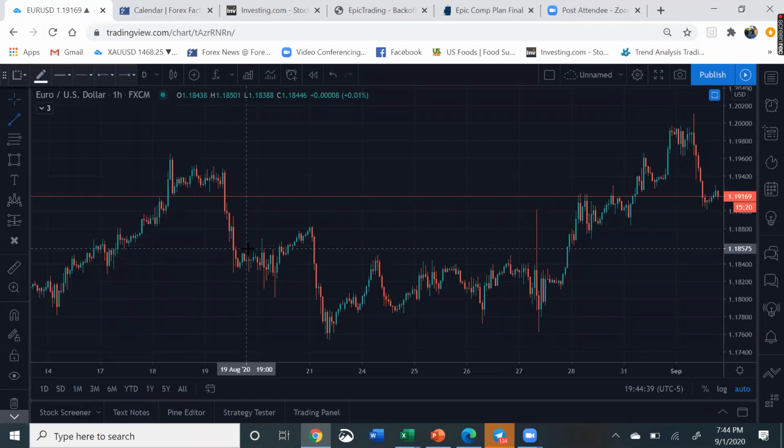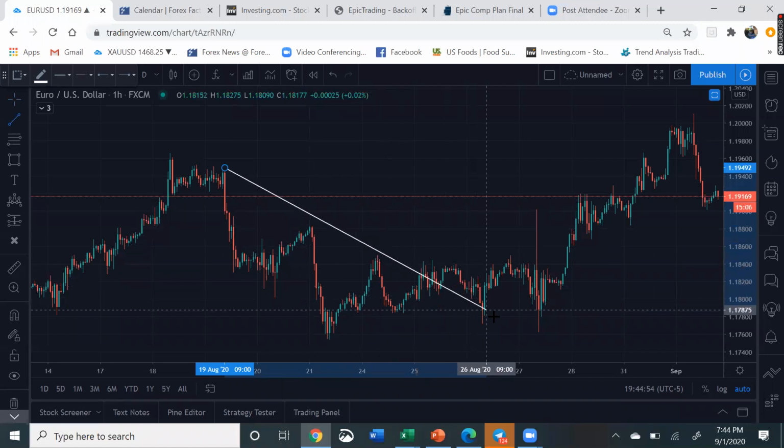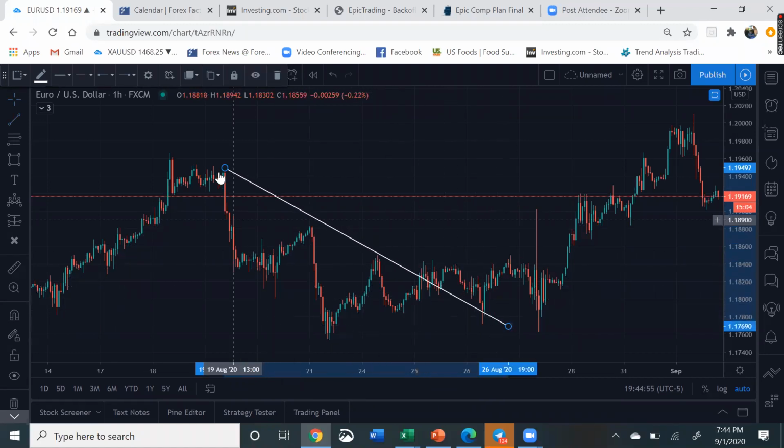And this is what I want you to do, okay? I want you to identify a downtrend, right? So here's a downtrend, here's a high. What is this? This is a lower high, lower high. So we just go down like that, right? Remember, downtrend goes down.